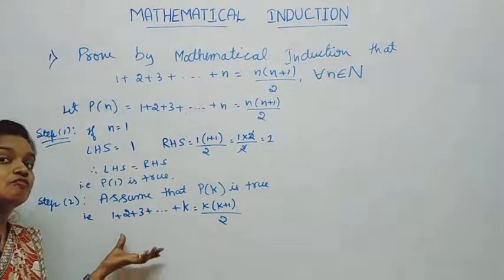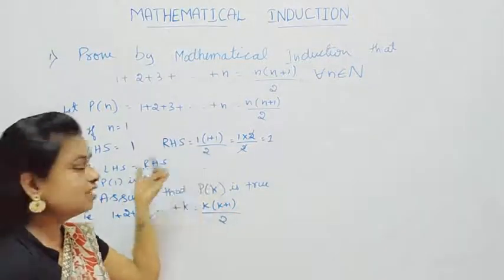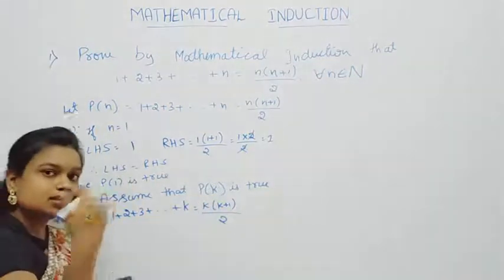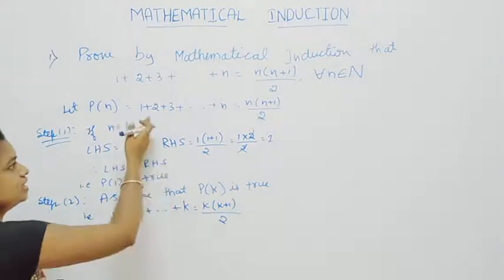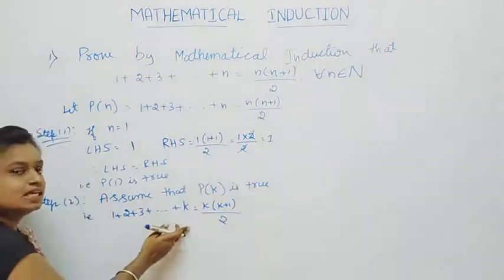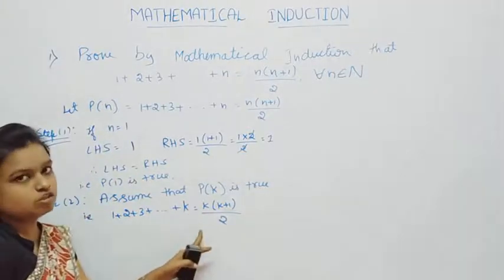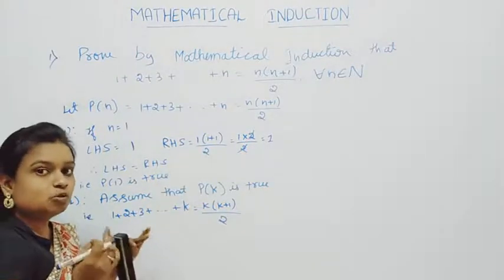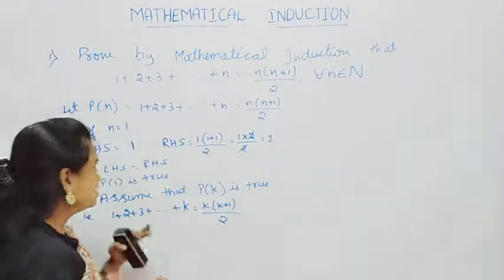So here we have to assume. We are assuming it. So it is true for 1, and it is true for some k. We ourselves are assuming that it is true for k. So if it is true for k, then this becomes what? 1 plus 2 plus 3 plus etc. plus k is equal to k into k plus 1 divided by 2. We are assuming this ourselves. That's why I write this. Okay, this is the second step.